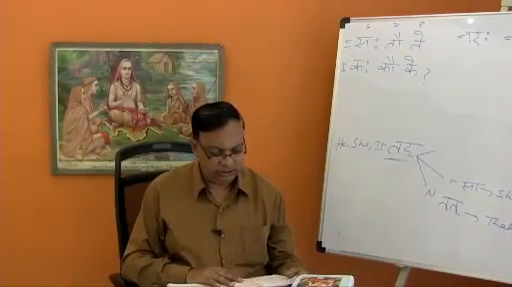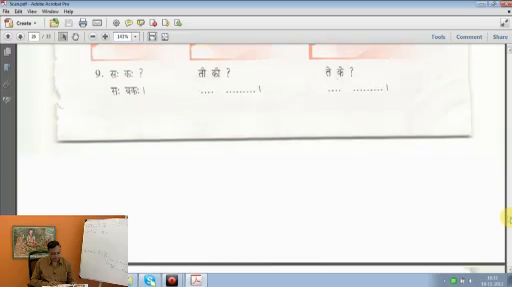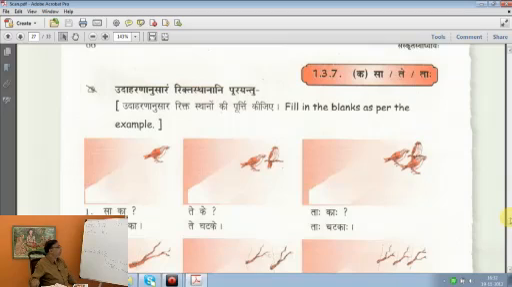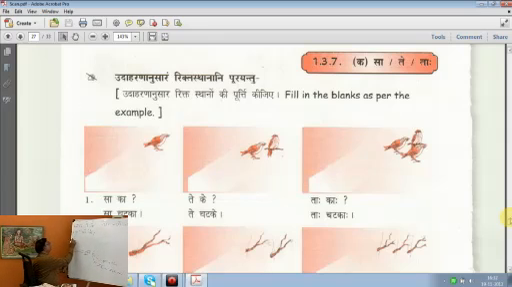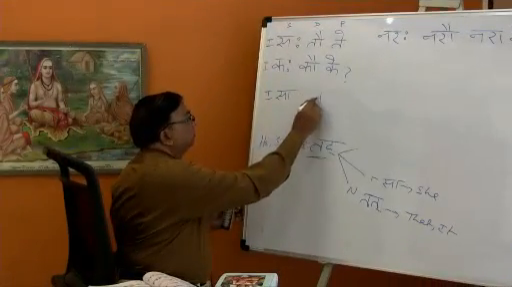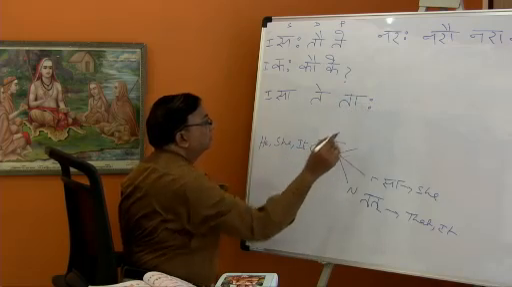So page 66. Udaharananusaram Riktasthanani Purayantu. Again you are supposed to fill in looking at the examples. Now we are coming to the feminine part of it. The feminine part of this tad, we are seeing here. So I am writing here the feminine part: sa, te, ta. These are the feminine.